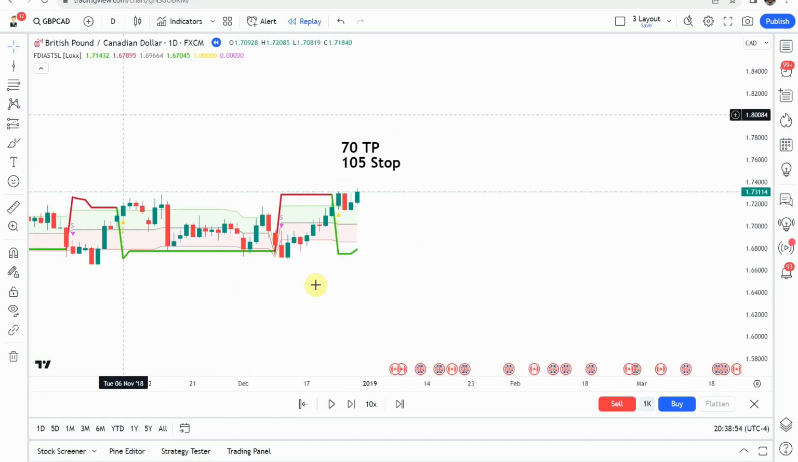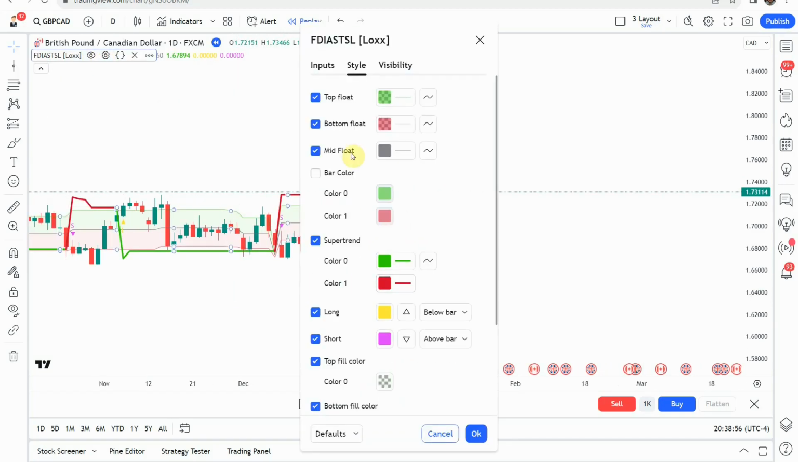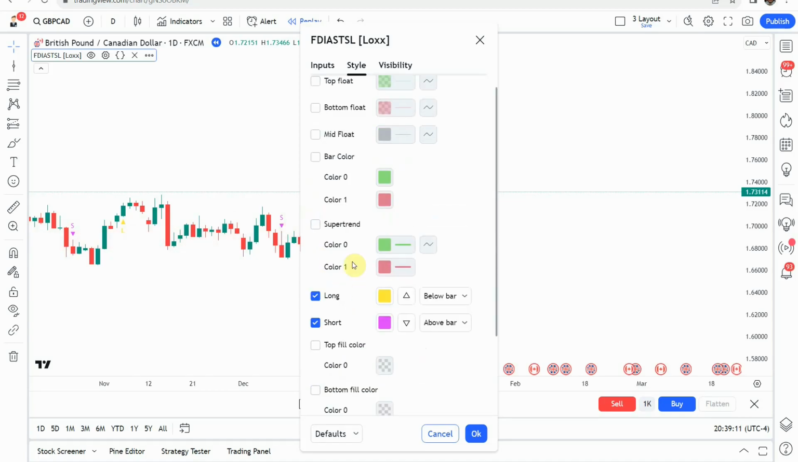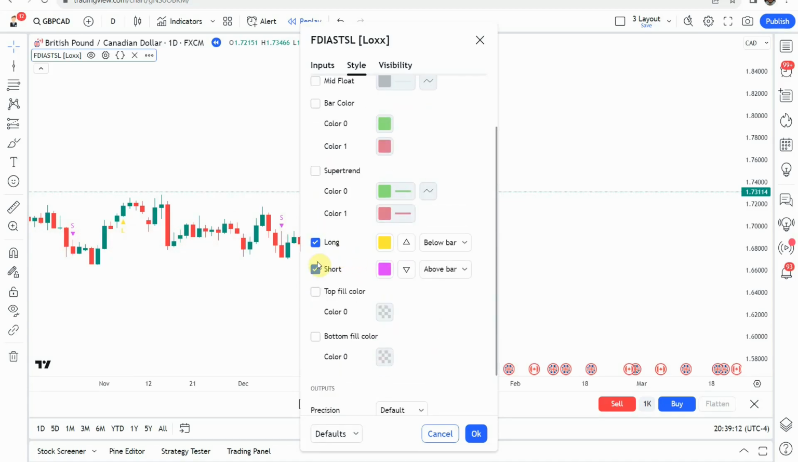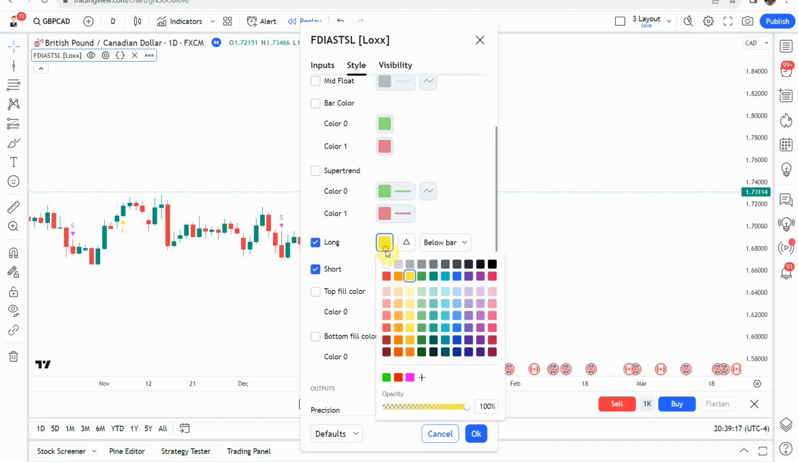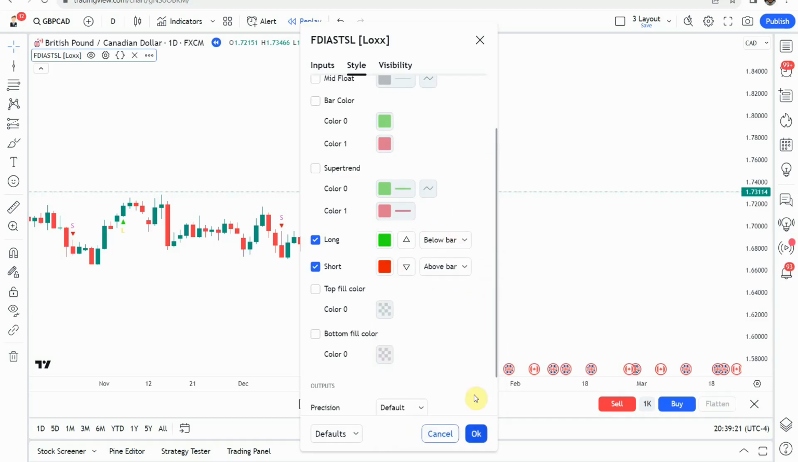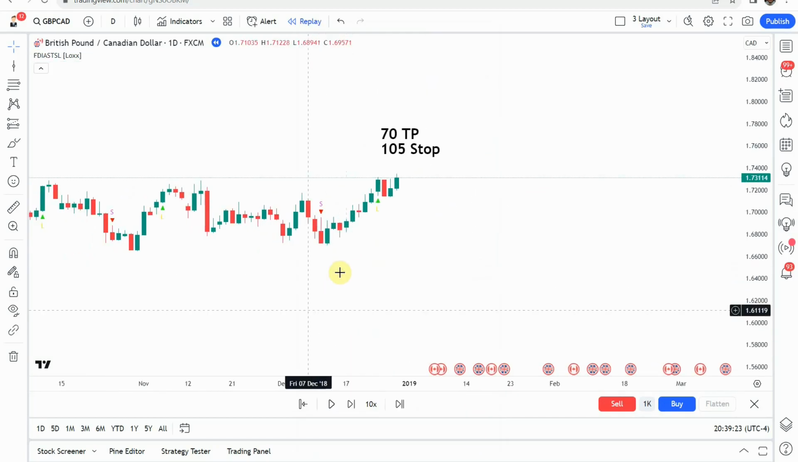What we did was we went into the settings and we are going to turn off these top three right here. We're going to keep the bar coloration off. We're going to turn off the supertrend, and we are going to turn off these four here. So the only thing that we have left on the screen is the long and the short. The long I'm going to check green, the short I'm going to check red, like so.